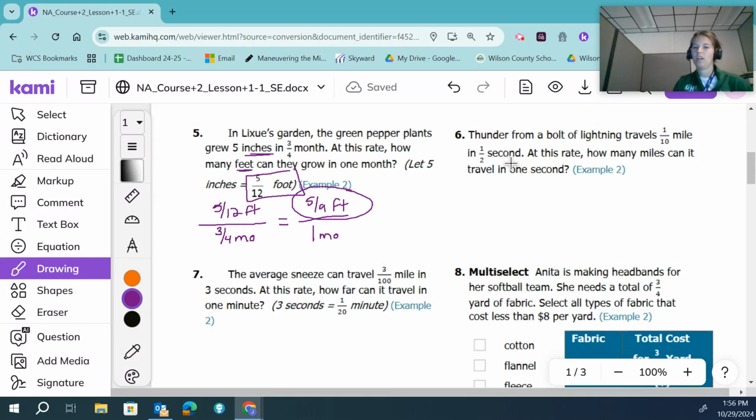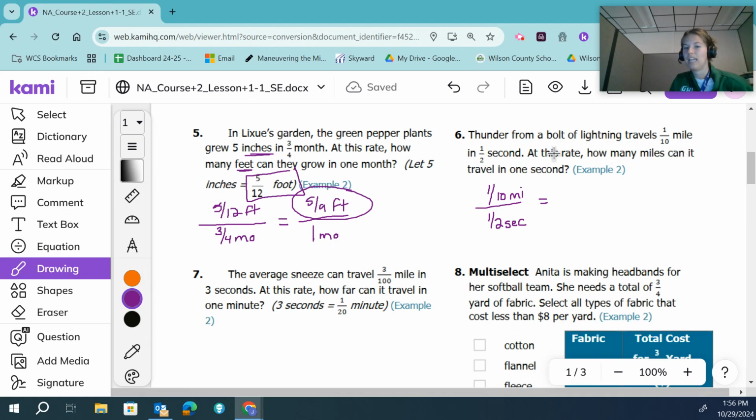We can do number 6 together as well. A bolt of lightning travels 1/10 of a mile in half a second. How many miles can it travel in 1 second? So again, 1/10 of a mile, 1/2 of a second. It is asking miles per second, which means that seconds goes on the bottom. That's how I determine which number goes on the bottom versus the top, by what it's asking me to find.